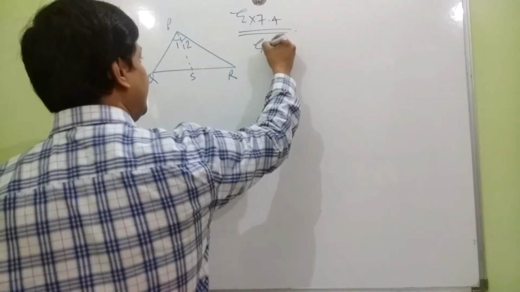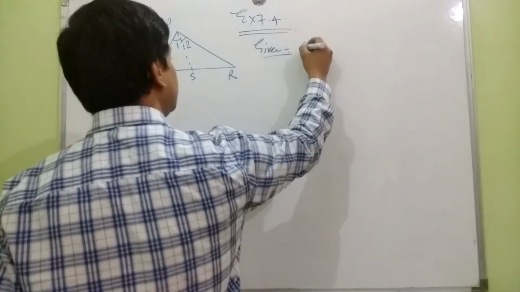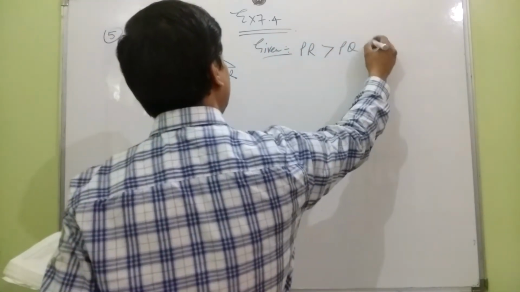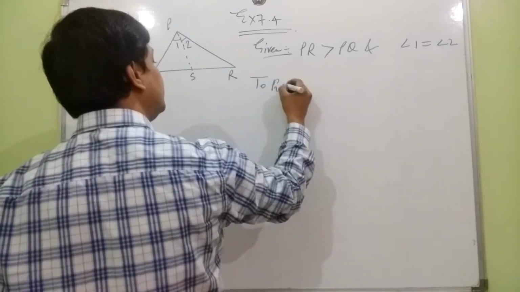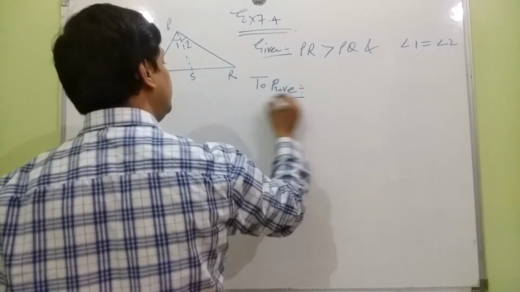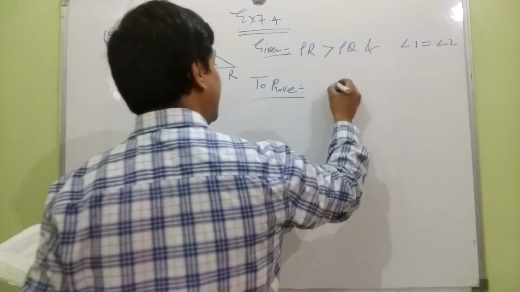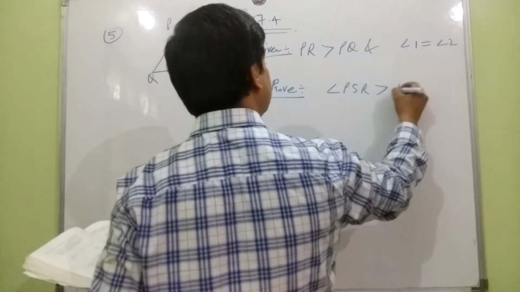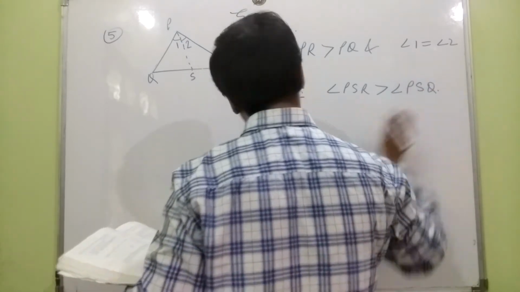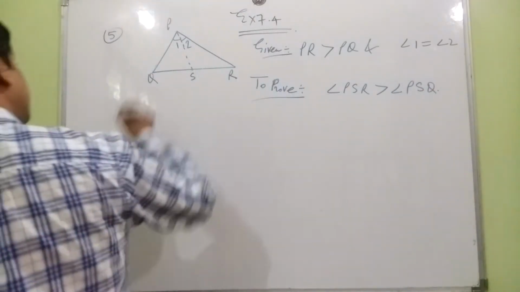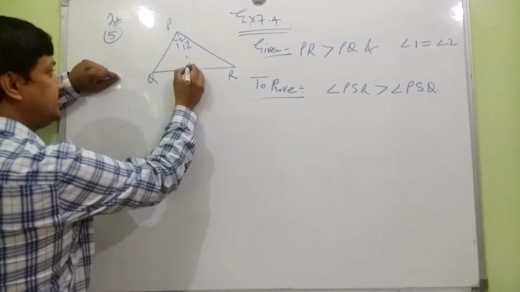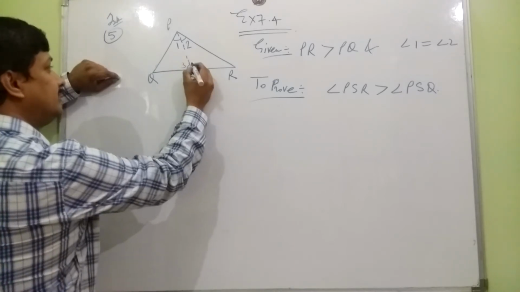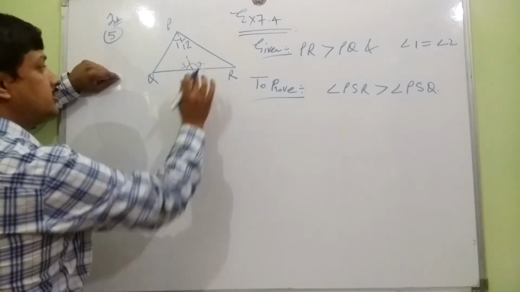So we can write what things are given to us. First thing is PR is greater than PQ. And second thing is angle 1 equal to angle 2. And what is to prove? We have to prove that angle PSR is greater than angle PSQ. So this is an important question. For this, let us consider this angle to be angle 3 and this angle to be angle 4 for some time.